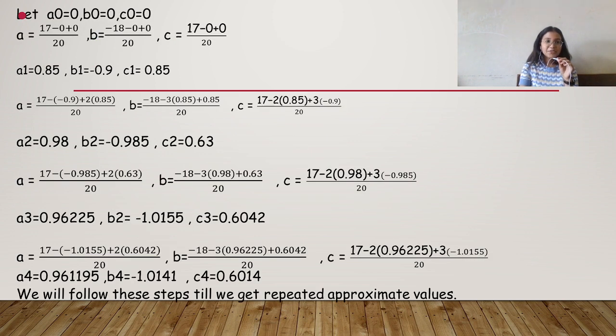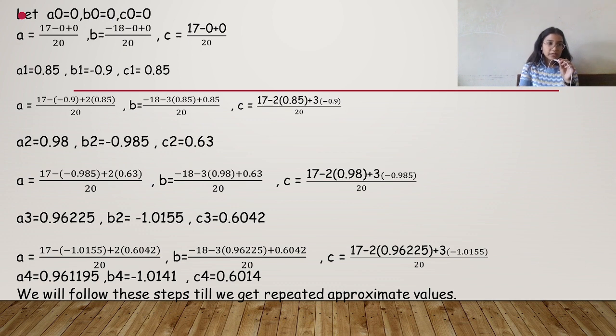Let a0 equals 0, b0 equals 0, c0 equals 0. a equals (17 minus 0 plus 0) upon 20. b equals (minus 18 minus 0 plus 0) by 20. c equals (17 minus 0 plus 0) upon 20. a1 equals 0.85, b1 equals minus 0.9, c1 equals 0.85.